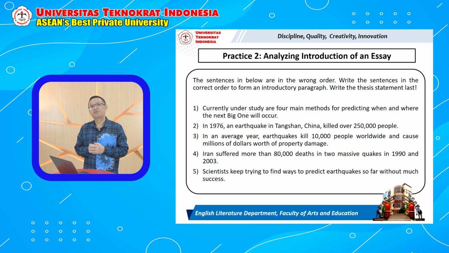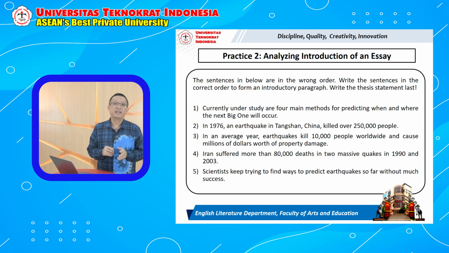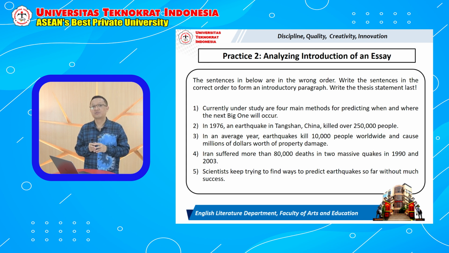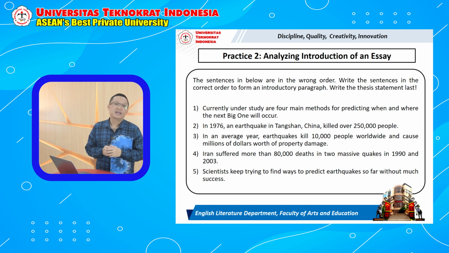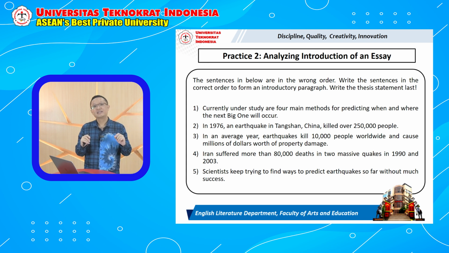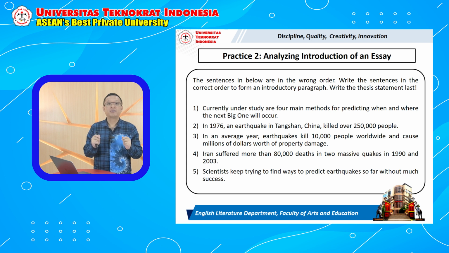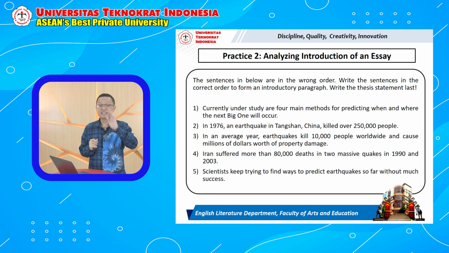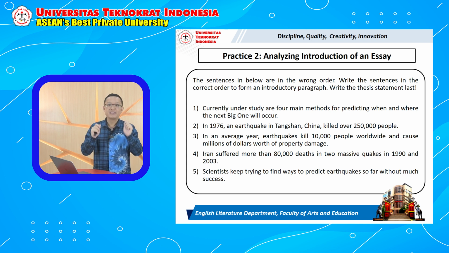Sentence number 4: Iran suffered more than 8,000 deaths in 2 massive quakes in 1990 and 2003. And sentence number 5, the last sentence: scientists keep trying to find ways to predict earthquakes, so far without much success. Now, your task and your practice, students, is to write these sentences in the correct order to form an introductory paragraph. Okay, students? Now take your time.